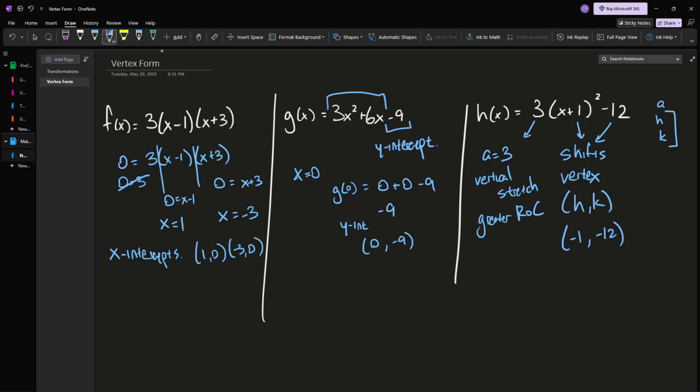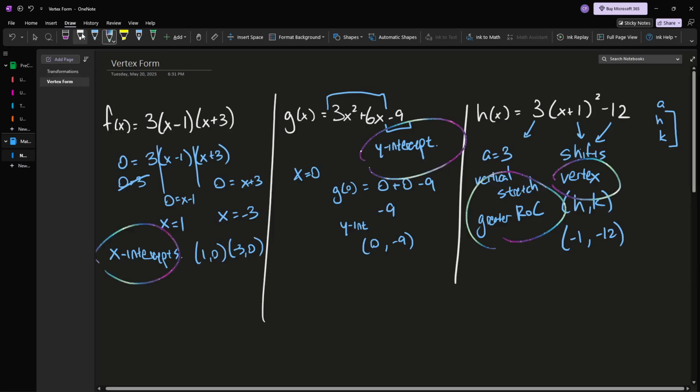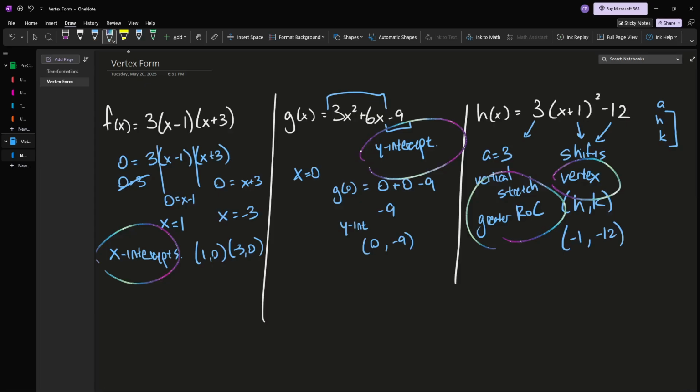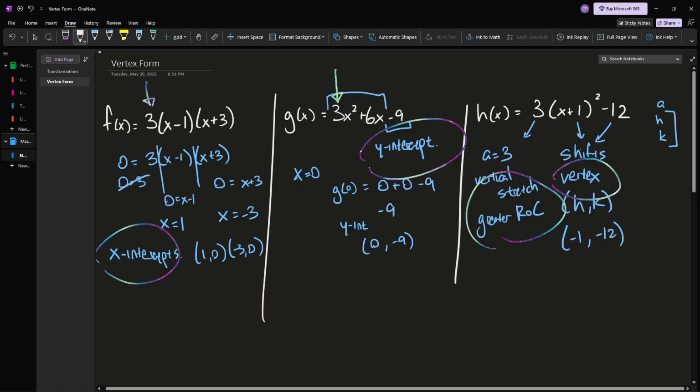So let me just recap what we found. h of x tells us our vertex and our vertical stretch. g of x tells us the y-intercept, and f of x tells us the x-intercepts. Another thing we can notice is that I have a right here. I have 3. Where else do I see 3? I see 3 right here and 3 right here. Those are all the same a's. So that was a quick little recap of everything that we see about these functions.